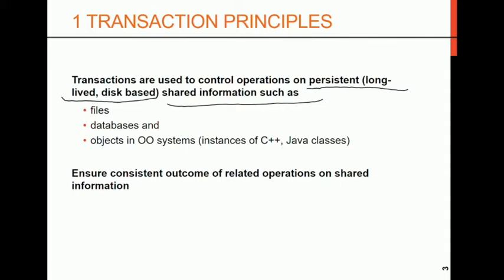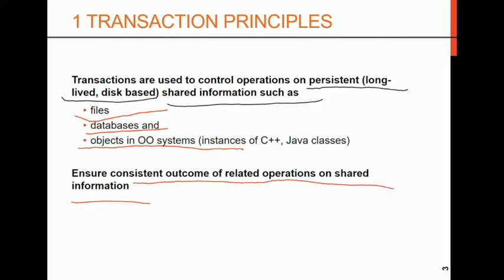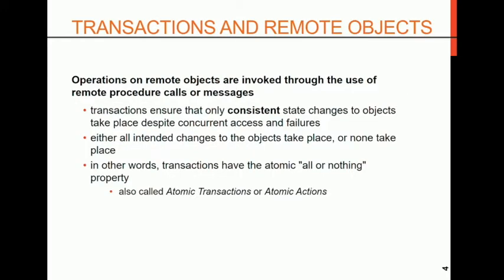Transactions is a method of control and access to the data to make sure that it's always consistent and always adheres to whatever consistency rules you apply to your particular application. It applies to files, to databases, and even to objects in object-oriented applications. So the main aim is to ensure a consistent outcome of related operations on shared information, whatever that information might be. Operations or remote objects are invoked through the use of remote procedure calls or messages or whatever middleware techniques we want to use, and transactions ensure that only consistent state changes to objects take place despite concurrent access and despite any failures.